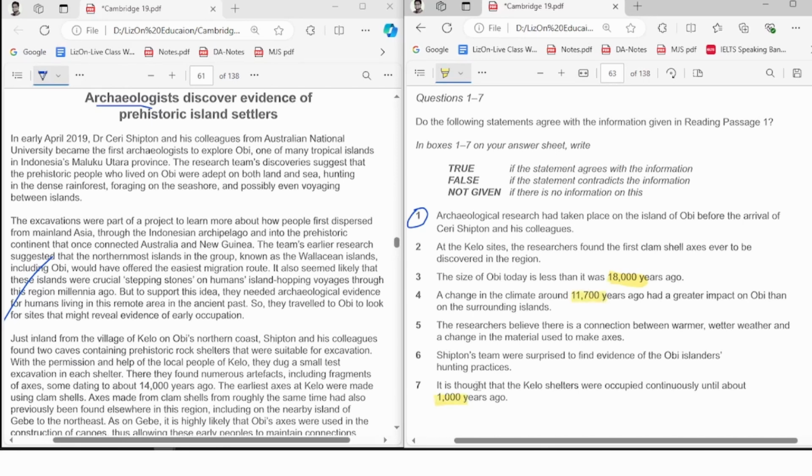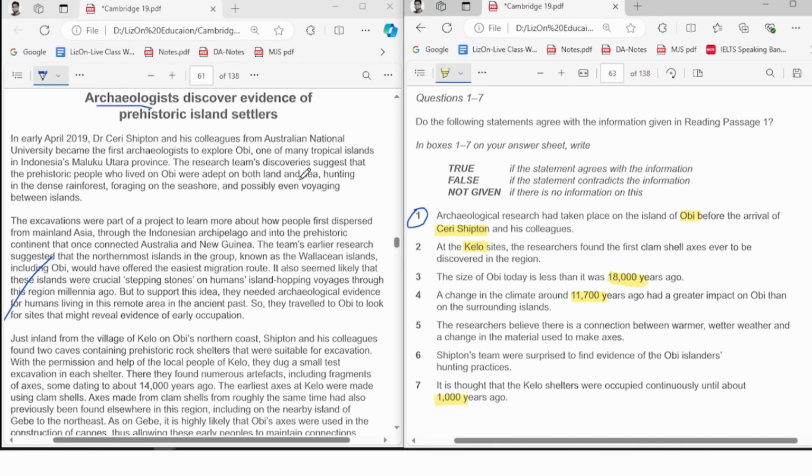11,700, 1,000. So there are 3 numbers out there. I'll try to find these 3 in the easiest time possible. And then there are some other words. There is a proper noun, Obi, and then Kelo. This is another word you should find very easily, because it's a proper noun. And then Shimpton is another. There is another Shimpton. So these are the words you can try to find in the quickest time possible. Let's go and do that.